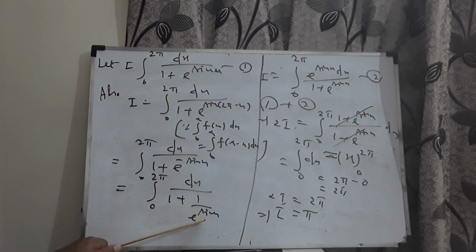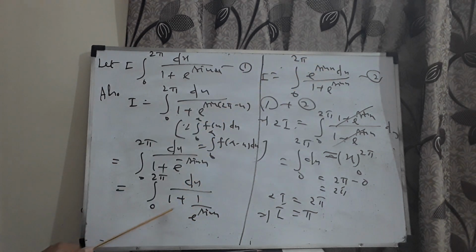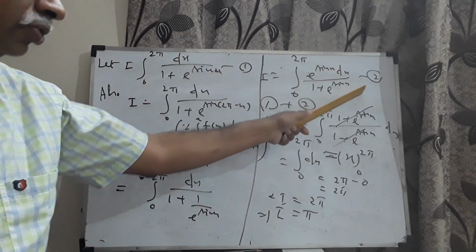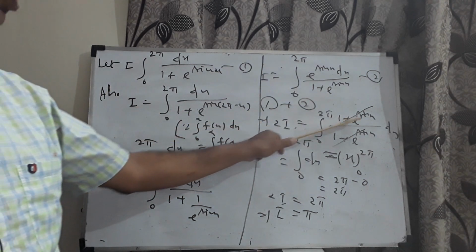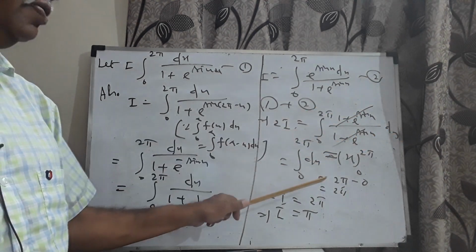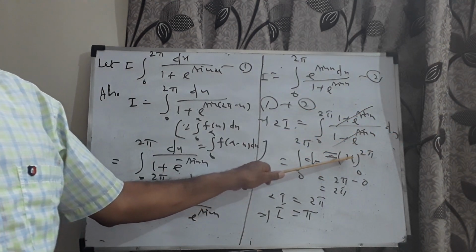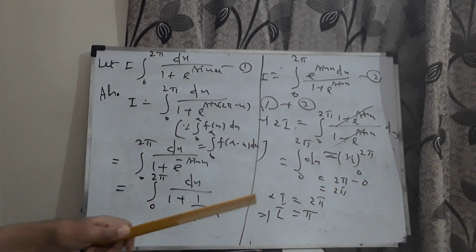This can be written as 1 by e power sine x. After taking the LCM, e power sine x goes up. E power sine x plus 1 or 1 plus e power sine x, both will be the same. Name this equation 2. Add 1 and 2. 2I happens to be integral from 0 to 2 pi of (1 plus e power sine x) by (1 plus e power sine x) dx. The whole quantity will get cancelled. Integral dx is nothing but x, from 0 to 2 pi. Therefore 2 pi minus 0, which is 2 pi. Therefore 2I is 2 pi, I is pi.